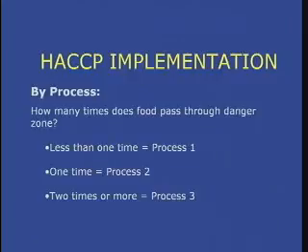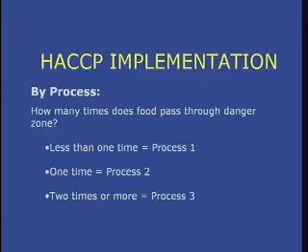An example of a food that falls into process 1 would be tuna salad. Tuna salad is not a food that is cooked or heated. Therefore, it does not go through the danger zone. An example of a process 2 food would be hamburgers or hot dogs or steaks cooked to order. These foods go through the danger zone, but they only go through the danger zone once. They can be cooked and served.